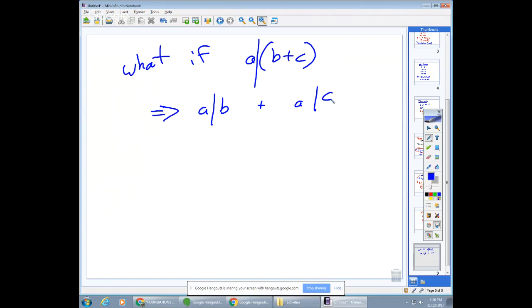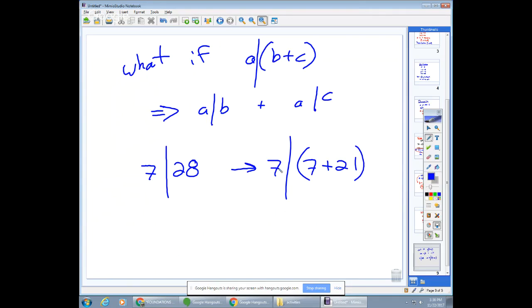So let's play around. Let's pick a number like, we did 2, we did 3, how about 7? And then let's pick a number we know 7 goes into. Like, 20, I was thinking that same number. Wow, we're on the same wavelength there, 28. Now, it depends on how I break up 28. I could say 28 is 7 and 21, in which case this statement makes sense.